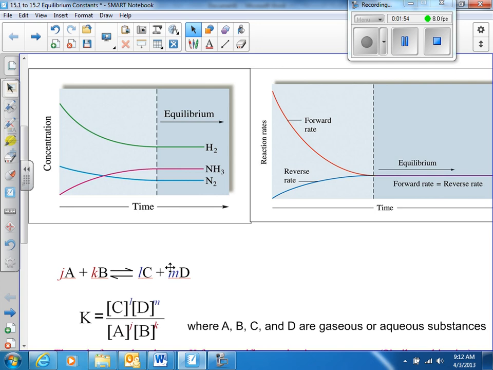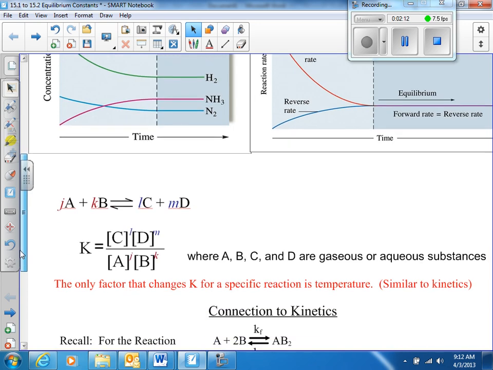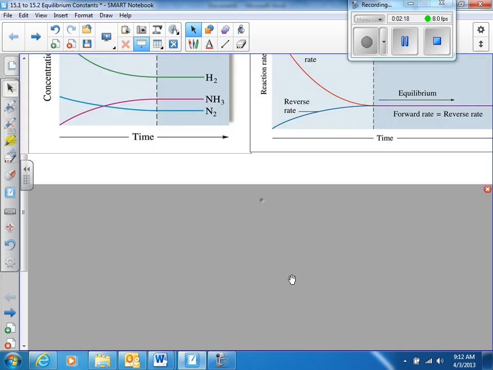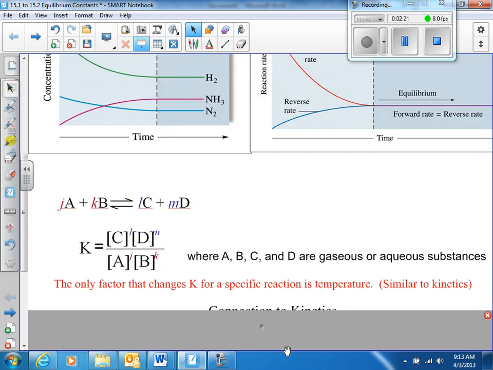All right. Now, this is just a random reaction. A, B, C, and D are the reactants and products. They can be gaseous or aqueous. And K is our equilibrium constant. This whole piece right here is called the equilibrium expression. Now, in order to identify the equilibrium expression, hang on, let's do it this way. We will cover what I don't want you to see yet.